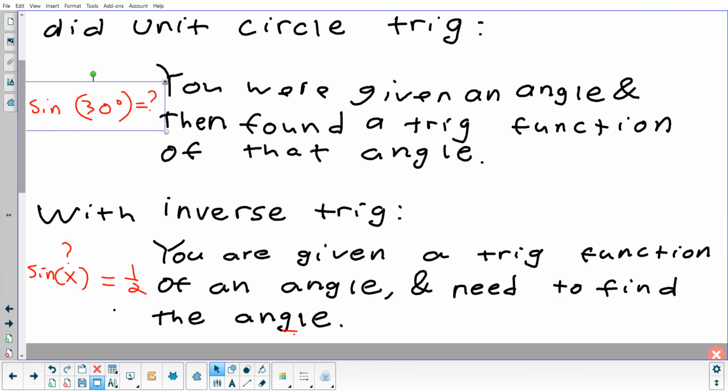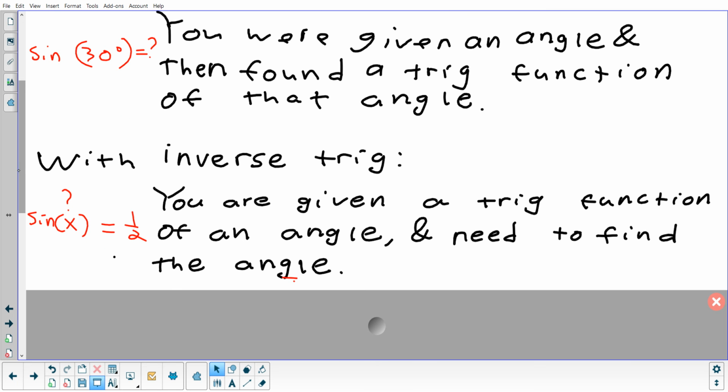This week, the problem looks more like this. Instead of me giving you an angle, the angle is going to be the question mark. So this is saying, what angle could you take the sine of, and you'd get an answer of 1/2? And the answer is 30. If you take the sine of 30 degrees, you will get 0.5. We just did that in the table.